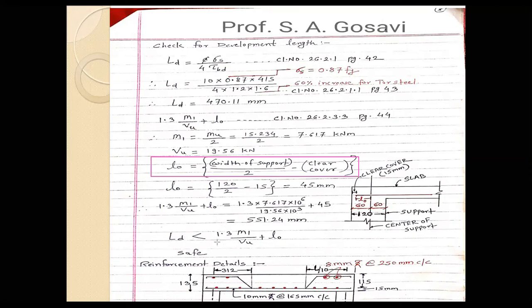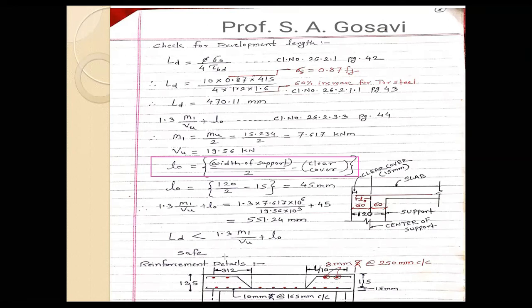If your Ld is greater than this term, then you need to revise the depth. You need to go for the revision, you have to change the width of the support, all those things you need to do. Now we will come to the last part of this, the reinforcement detail.